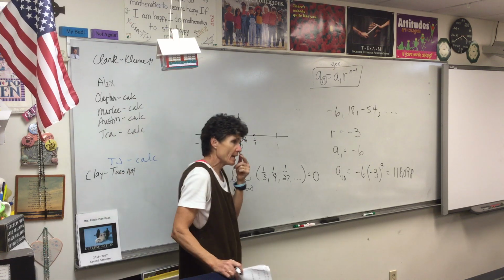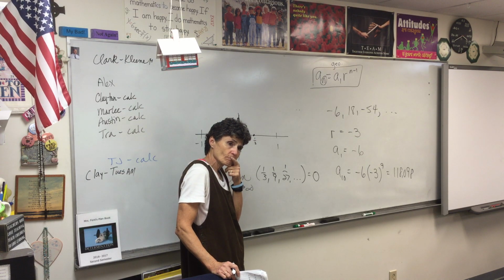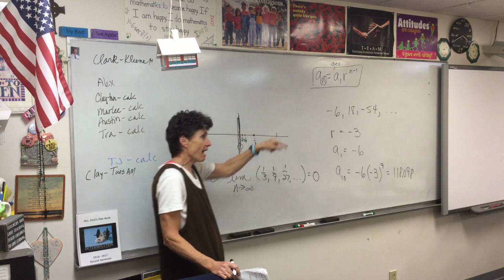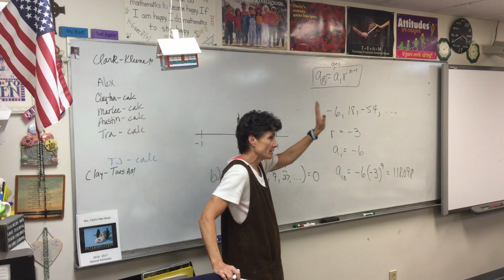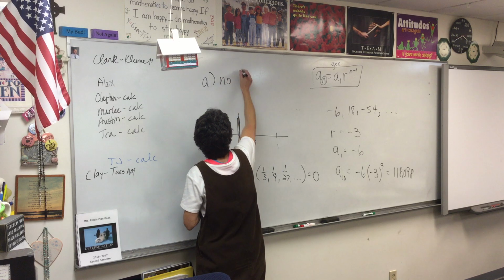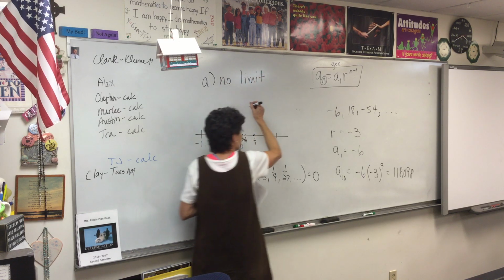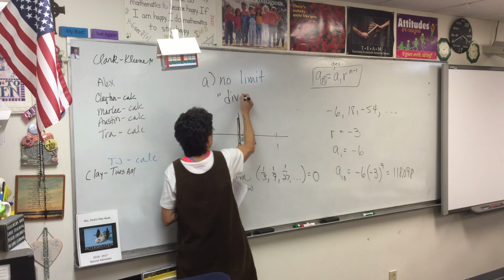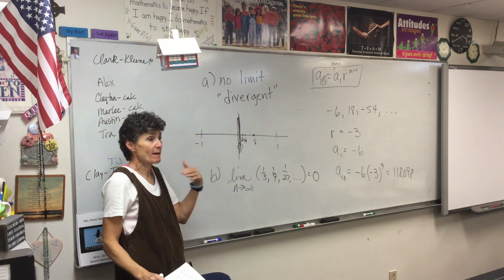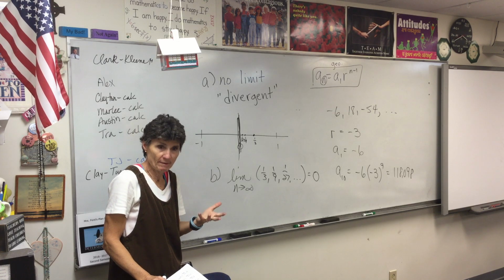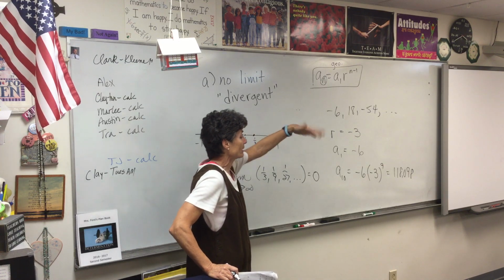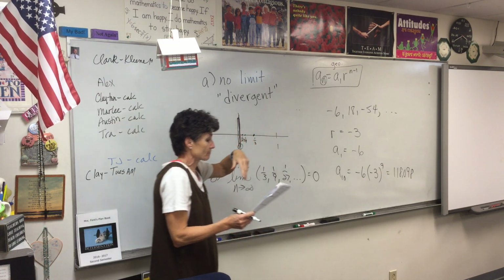Now, what happens with A? Yeah, A doesn't do that. A doesn't have a wall. A just keeps on going. So for A, we would say no limit. And the mathematical word for that is divergent. Now, I don't care if you use the mathematical word or if you write no limit. There's no limit. These terms just keep getting bigger and bigger and bigger.